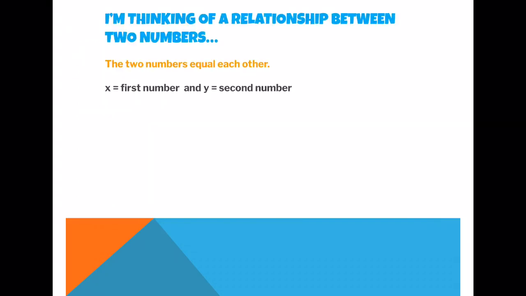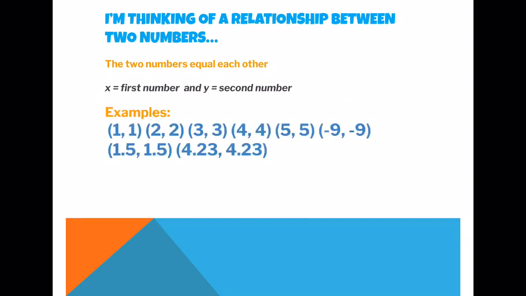So let's ramp this up a little bit. I'm thinking of another relationship between two numbers, and these two numbers are equal to each other. If we let x equal the first number again and y equal the second number again, we can represent the solutions to this relationship again as an ordered pair. And it would be pretty easy to come up with some numbers that equal each other, right? Some examples: 1, 1; 2, 2; 3, 3; 4.23, 4.23. And again, for this relationship, there is an infinite number of solutions. We can't write them all out, but we can surely come up with an equation that represents this relationship, which is x equals y.